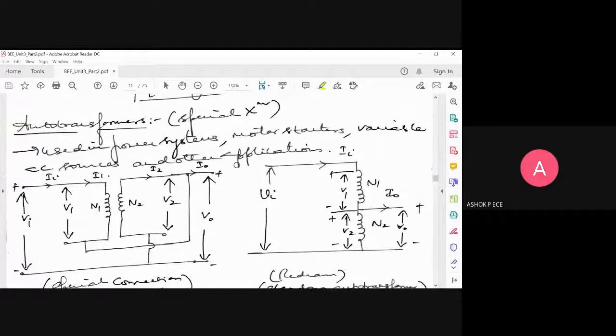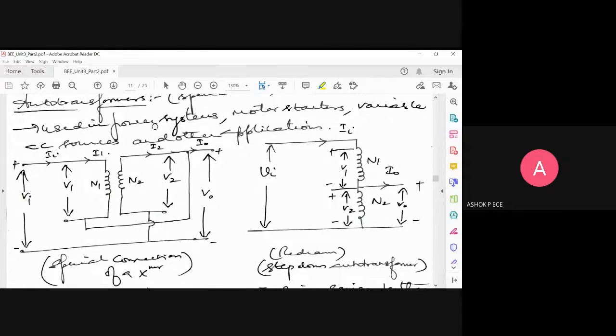This is the last topic in transformer. Once we complete this, we will be going into the DC machines. Okay, so auto transformer is a special type of transformer, and it is used in power systems, motor starters, or various applications you have for auto transformer.